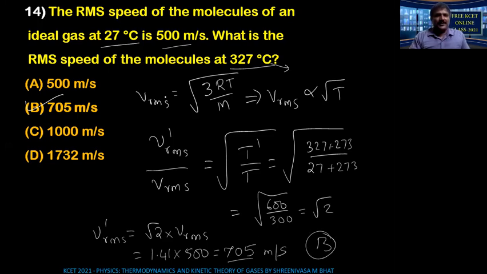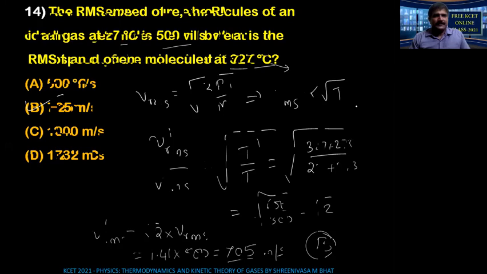This is a very important idea. See, VRMS, how it depends on M, inversely on M. If two different gases are given, different gas means different molecular mass, then inversely on the square root of mass is there. That part you have to take into account. Here only the temperature effect. Okay, then question number 15.